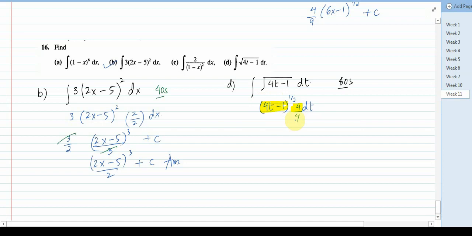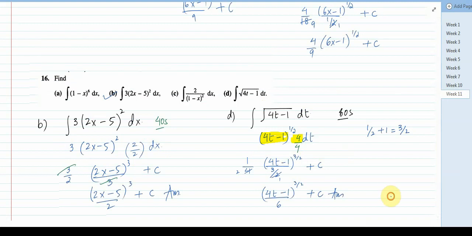So this 4 will be left outside and the integration will be 4t minus 1 to the power 1 upon 2 plus 1, which is equal to 3 upon 2. So it's 3 upon 2 and 3 upon 2. 2 1s are 2, 2 2s are 4, and plus c of course. So it's (4t minus 1) to the power 3 upon 2 divided by 3 2s are 6 plus c. That is your answer.